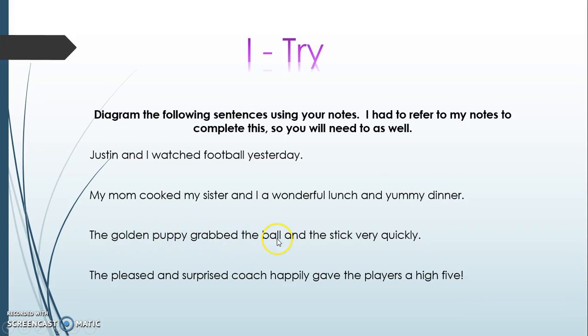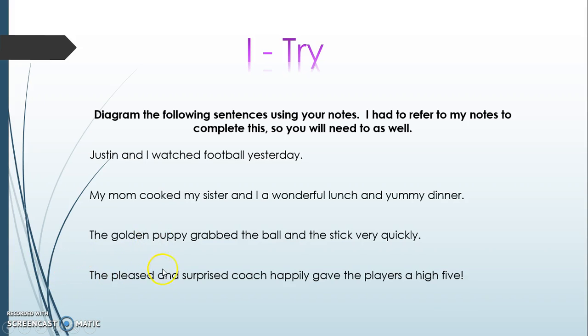The golden puppy grabbed the ball and the stick very quickly. All right, the golden modified puppy grabbed, what did he grab? The ball and the stick very quickly. If you'll notice, there is not an indirect object in here, but there is a compound direct object.